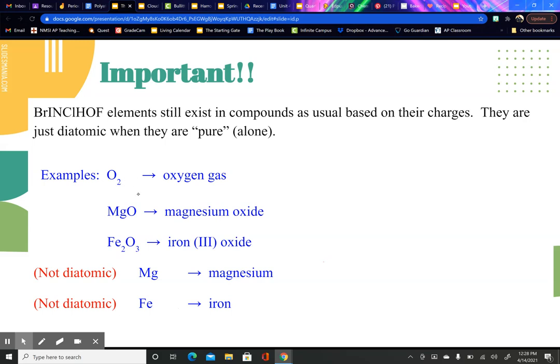But there are other elements on the periodic table like magnesium and iron that were in these compounds that don't have to have subscripts. They are not diatomic. So if I ever see just the word magnesium, I know it's just Mg, or just iron, I know it's just Fe. I just can't see the word oxygen and think it's just O because that doesn't happen.